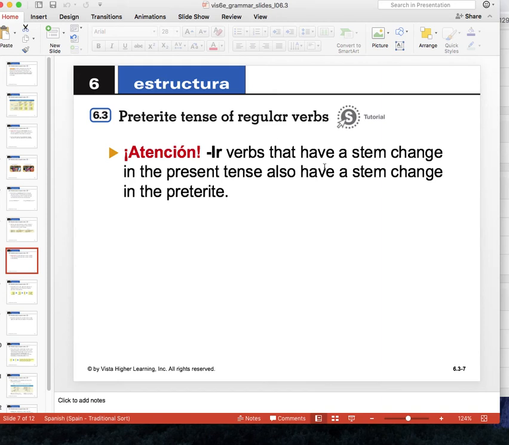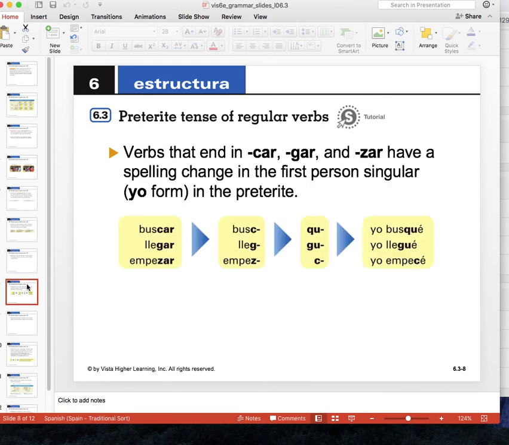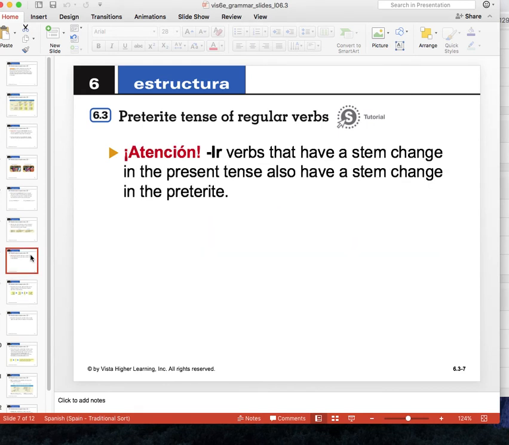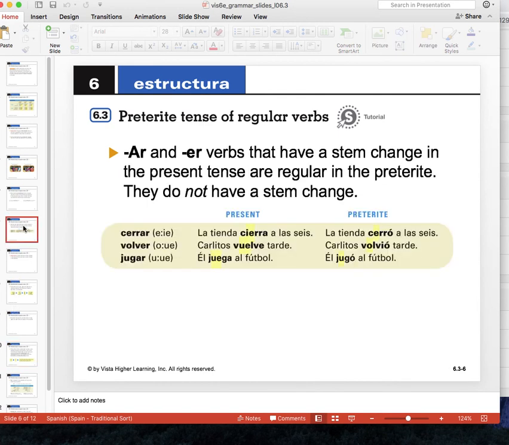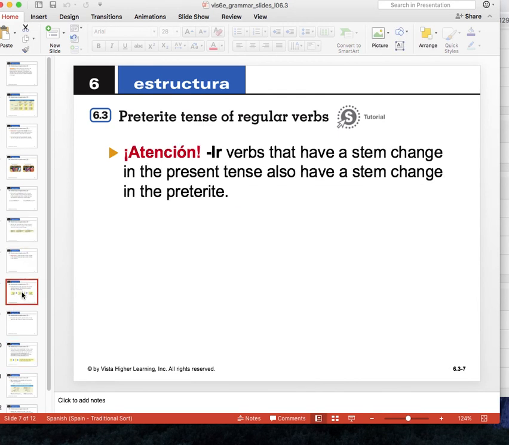However, of course, there's always an exception. IR verbs that have a stem change in the present also have one in the preterit. So these are considered irregular. But I don't think we're going to go into those just yet. I think those come later. I'm not sure if those are in this lesson. But I think it's just telling you that for additional information.